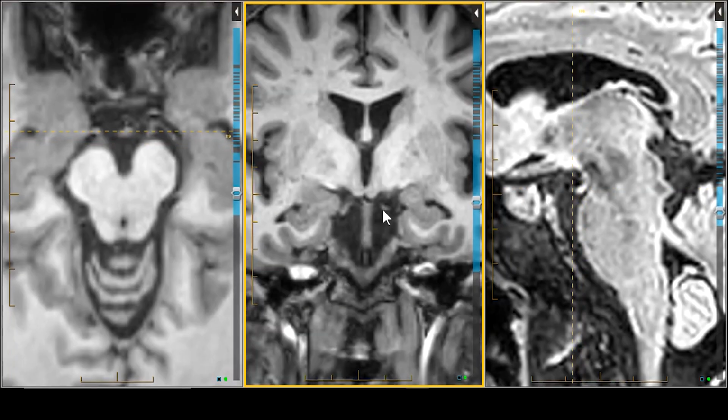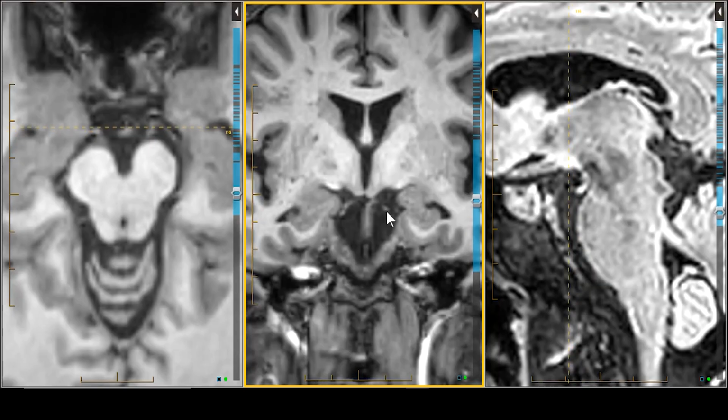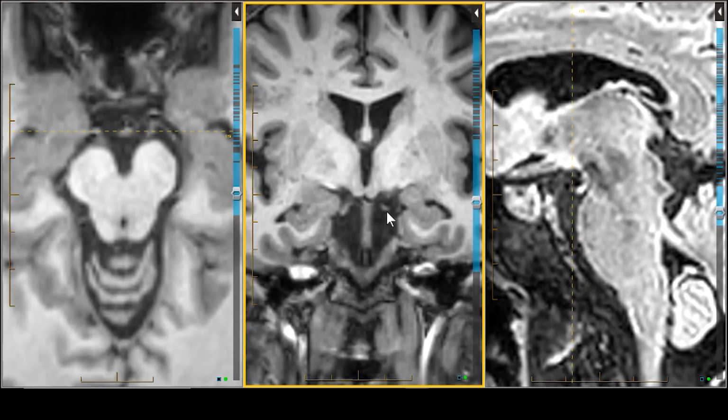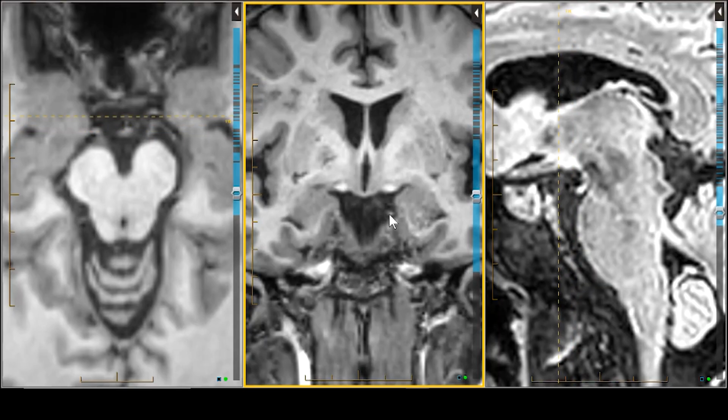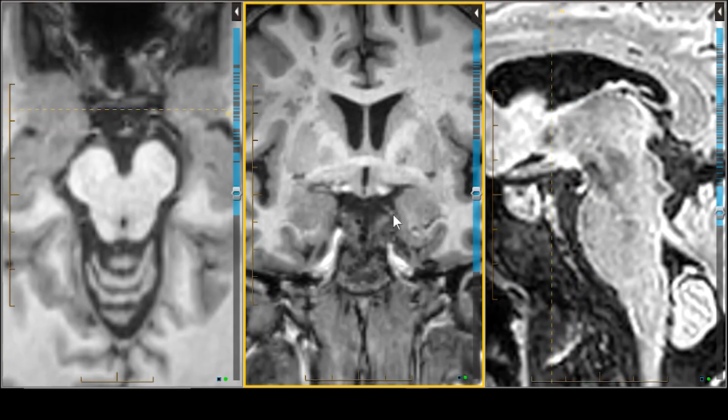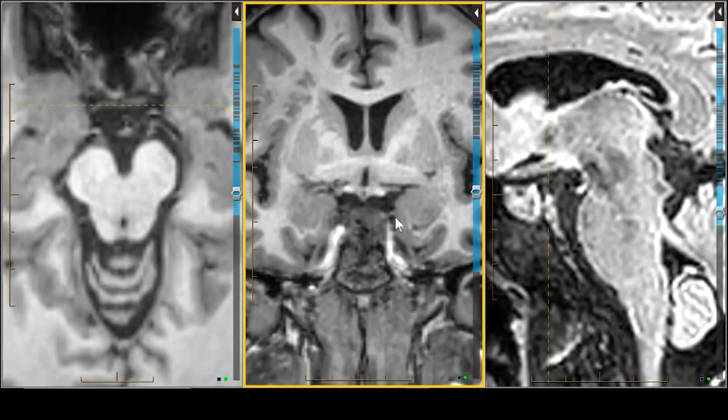Now let's keep going forward. There's the third nerve. Keep following it. Keep following. We're not able to see the fourth nerve. Keep going. Keep going. The nerve is now entering the oculomotor sulcus. The nerve has now entered the cavernous sinus.